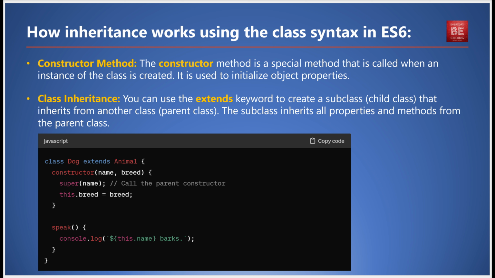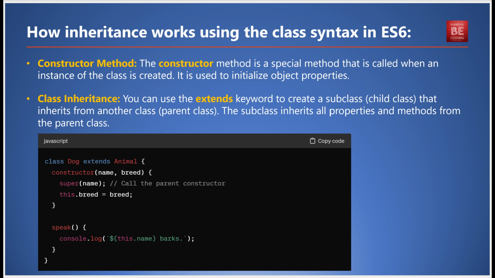Now we get to the heart of inheritance, class inheritance. By using the extends keyword, we can create a subclass, also known as a child class, which inherits from another class, known as the parent class. This means the subclass inherits all properties and methods from the parent class.